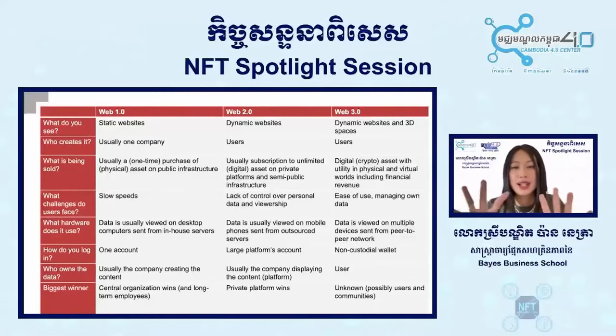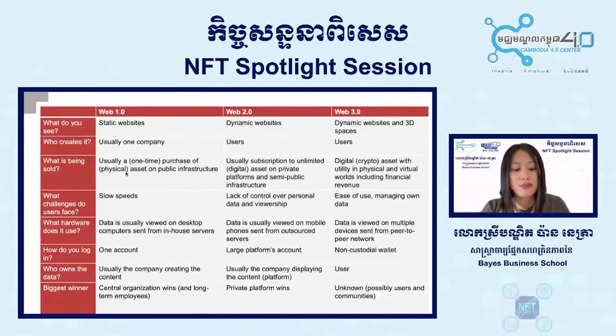So this is a lot of information. Let me walk you through it one by one. In Web 1, what do you see? You usually see static websites, so websites that are still. Who creates it? Usually one company. What is being sold? Usually a one-time purchase of a physical asset on a public infrastructure.